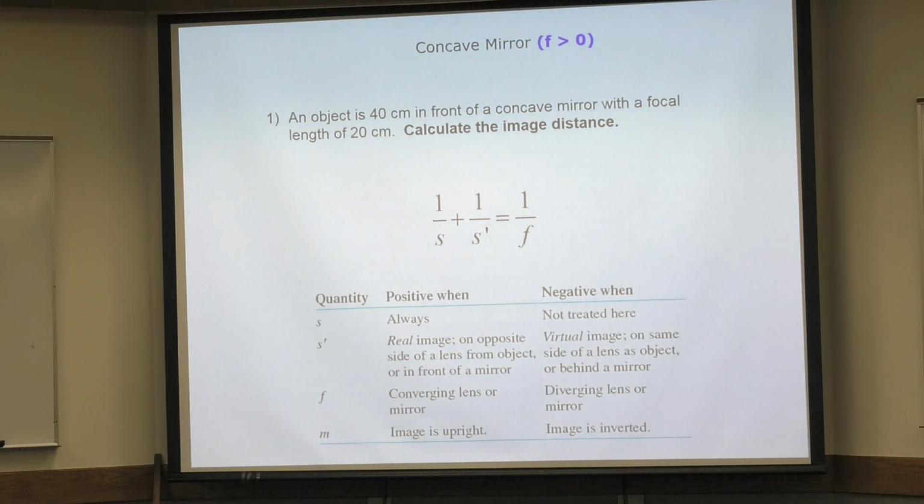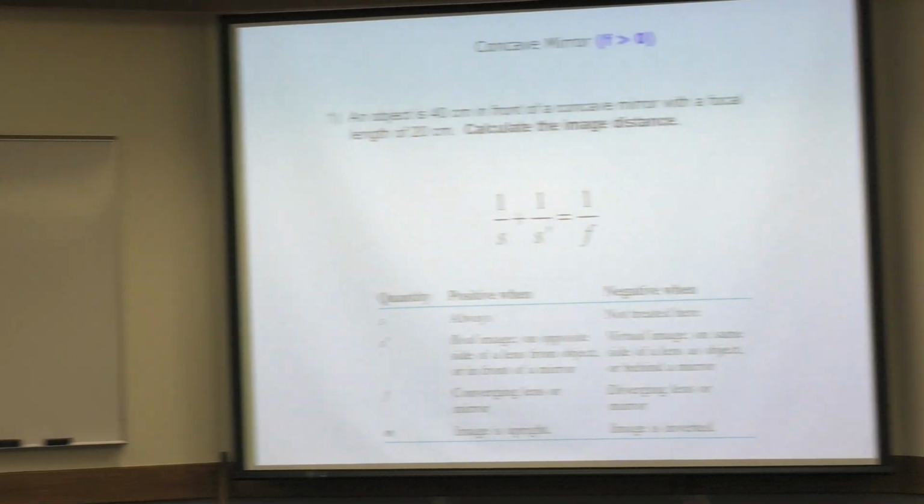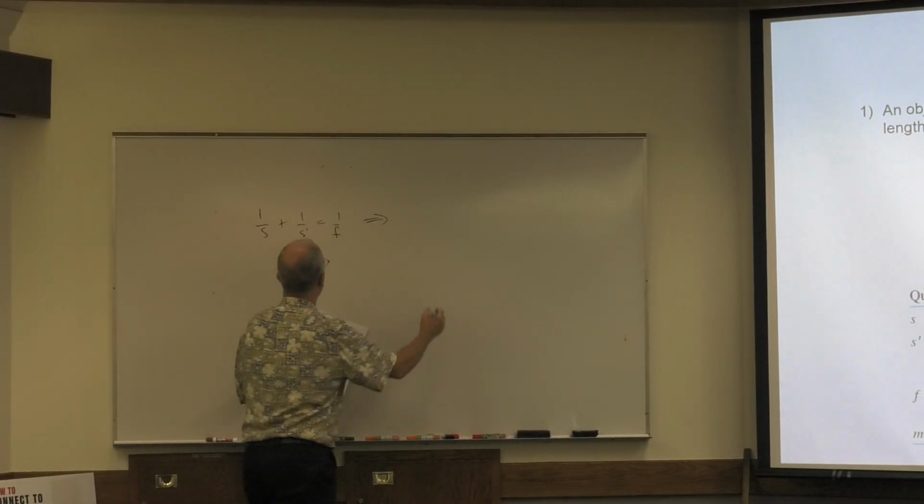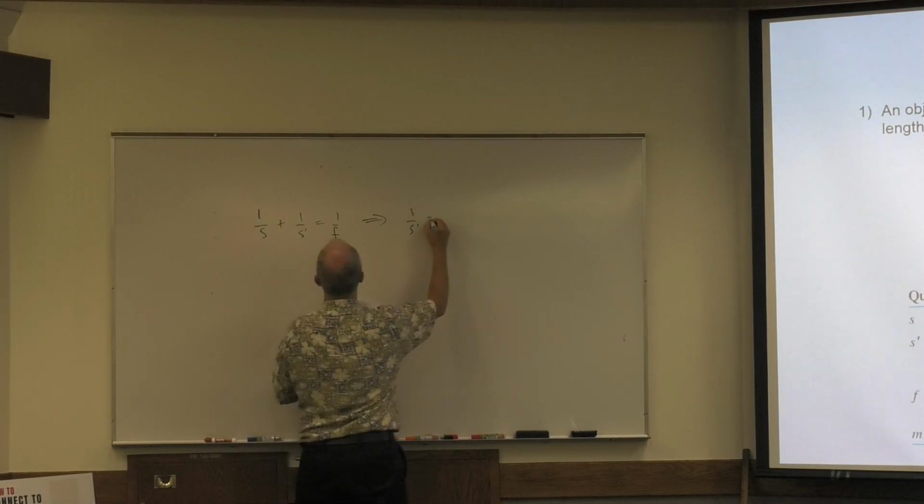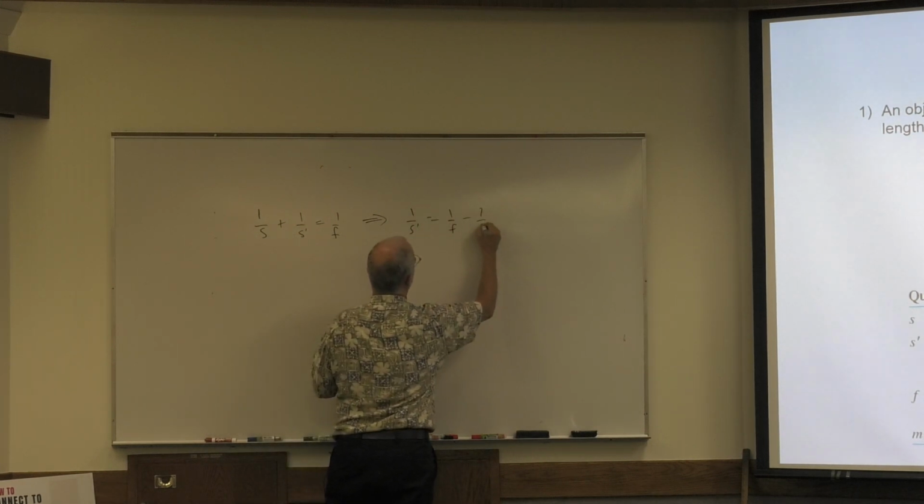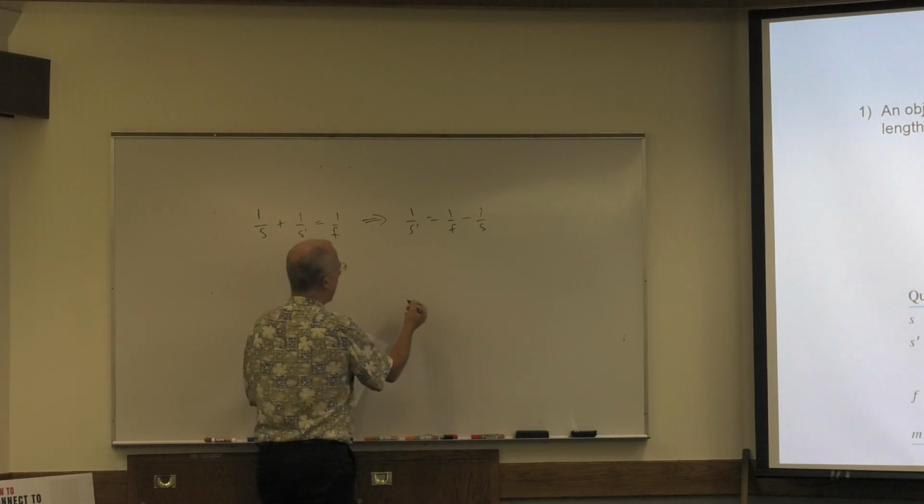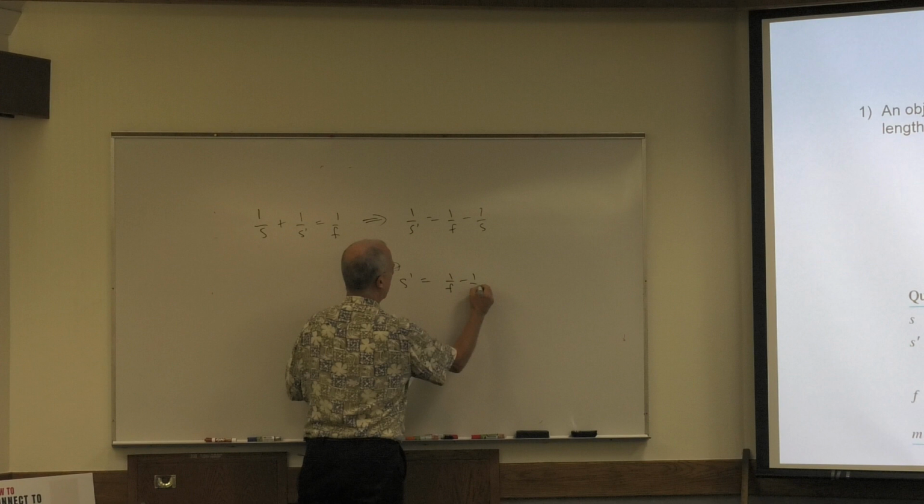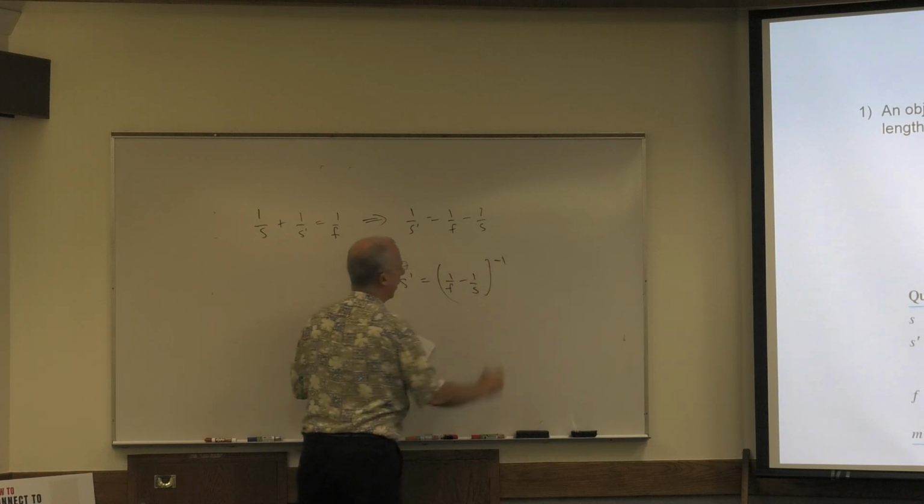So 1 over S plus 1 over S prime equals 1 over F. So therefore, we want to get S prime. So 1 over S prime equals 1 over F minus 1 over S. So therefore, you flip both sides. So you get S prime equals (1 over F minus 1 over S) to the -1 power. All right.